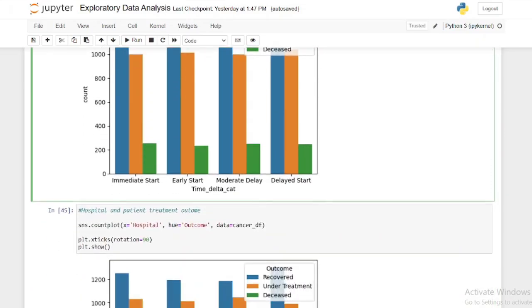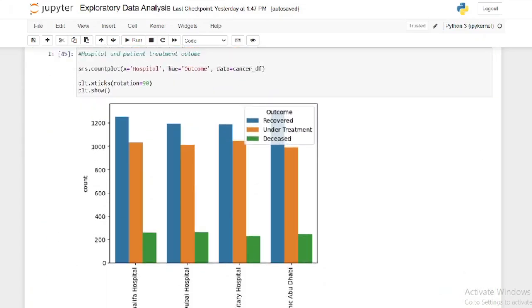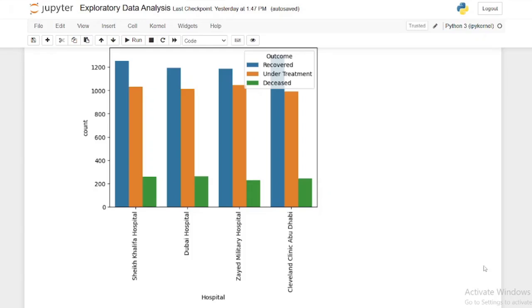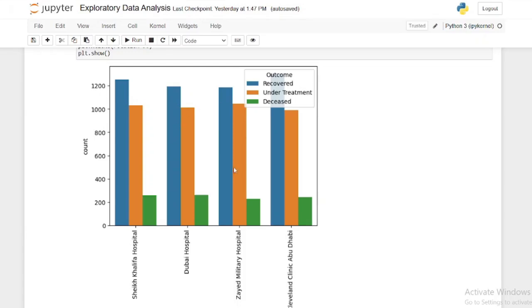I ended this by looking at the various hospitals and the treatment outcomes. So we want to see, is it that in a particular hospital patients are recovering more, or in a particular hospital patients are dying? So we want to know those answers. We can see for the Cleveland Clinic, Abu Dhabi, we have more recovered patients, but if you look across other outcomes, they are technically also on the same level.